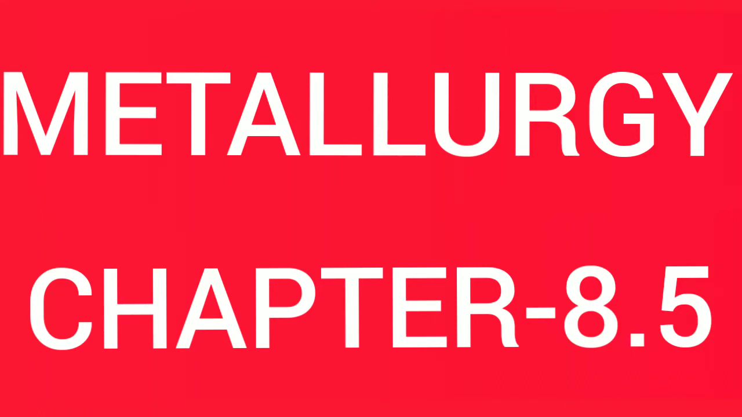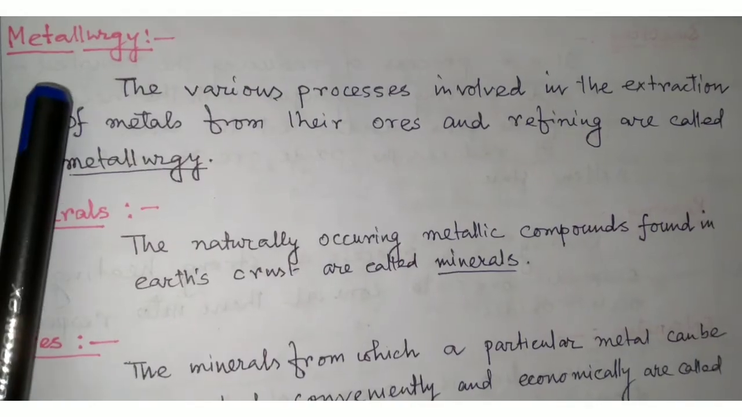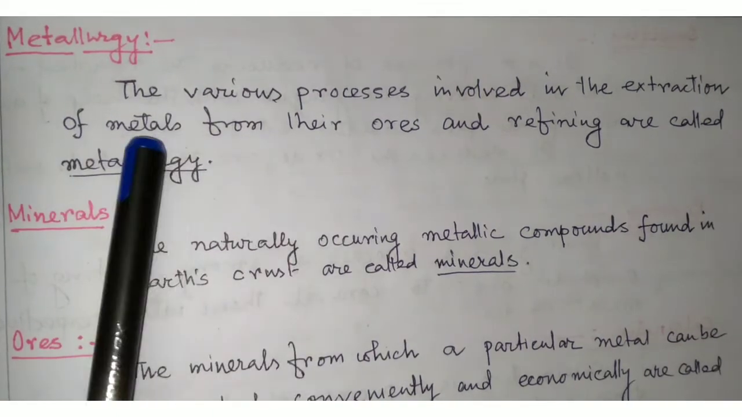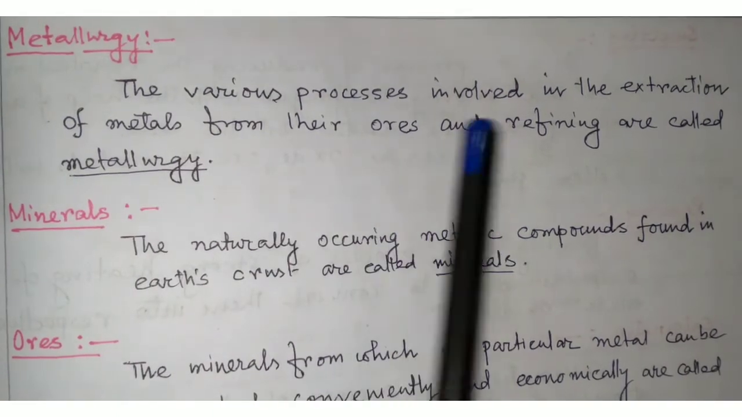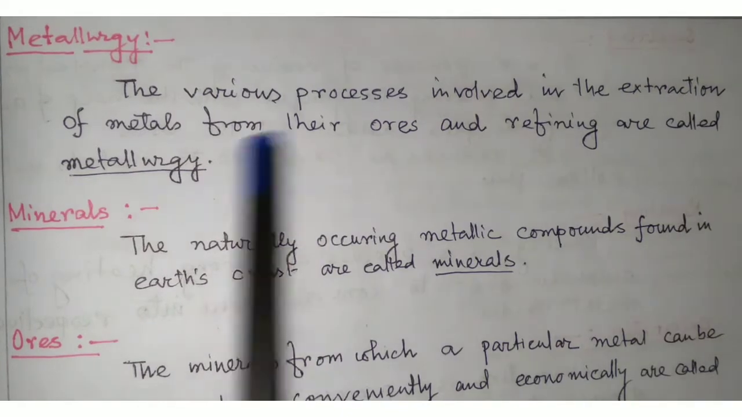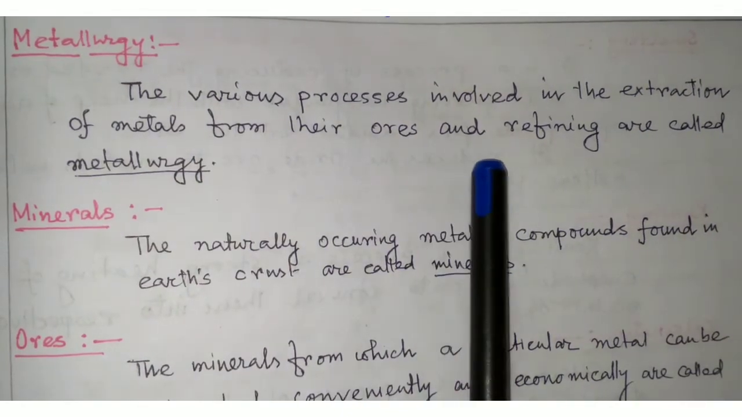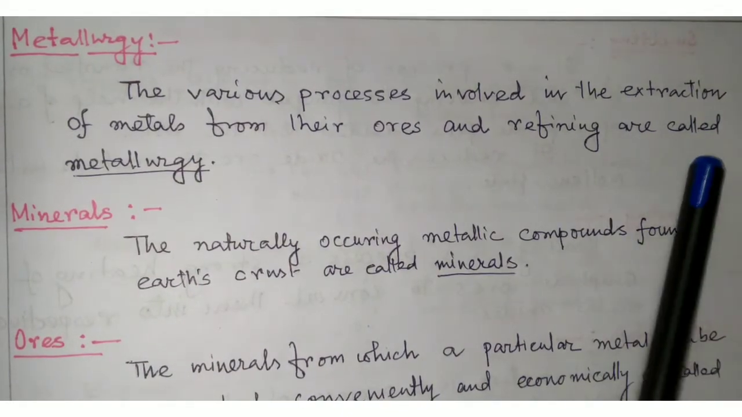Last day we came to know about the topic periodic table and periodicity of the properties of the elements. Today we are going to discuss metallurgy. Now, what is metallurgy? The various processes involved in the extraction of metals from their ores and refining are called metallurgy.